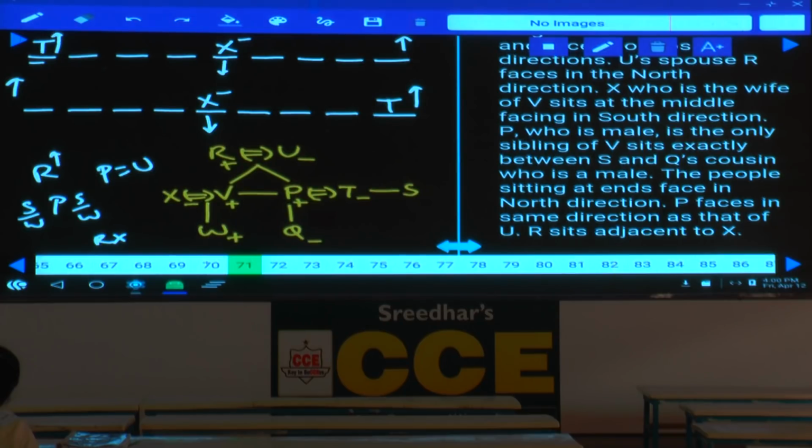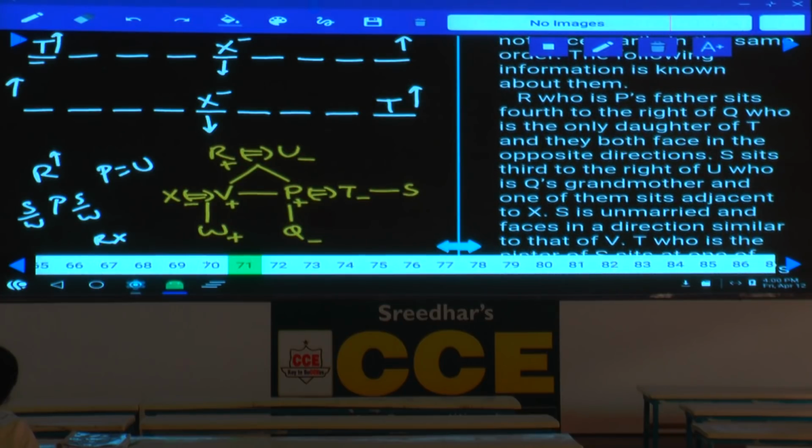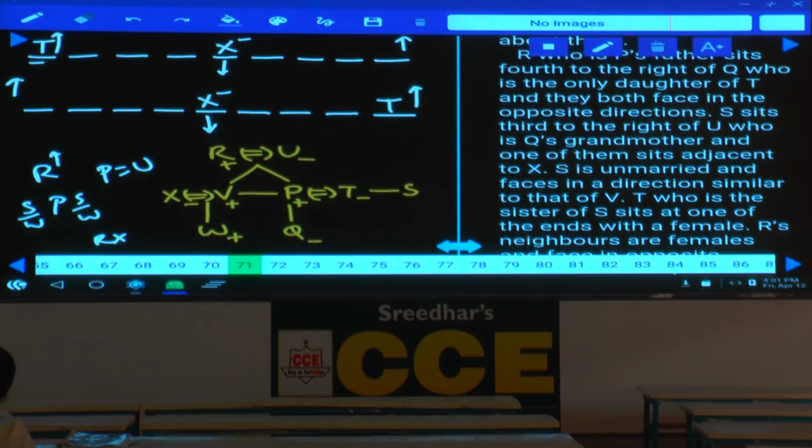Done with this? Now regarding the first information, R, who is P's father, sits fourth to the right of Q. And S sits third to the right of U. Between S and U, S is seated third to the right of U: 1, 2, 3. S will be here.